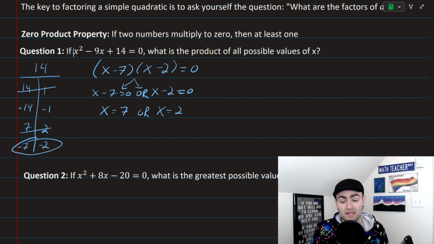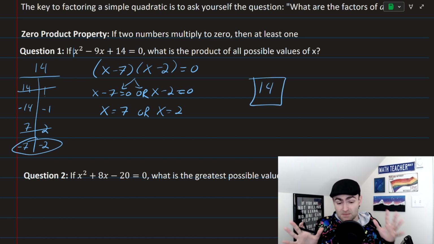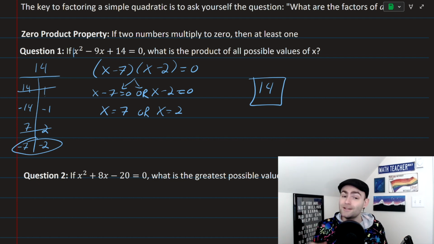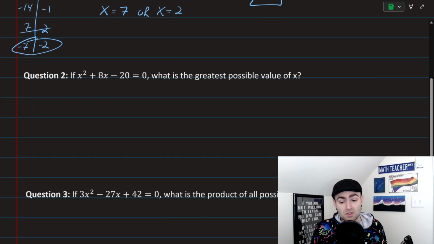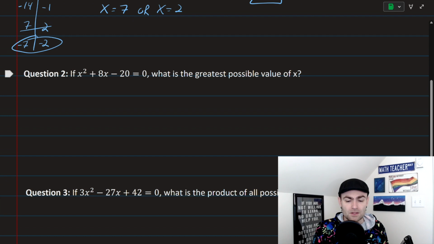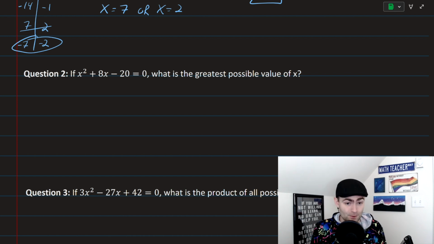What's the product of all possible values of x? 7 times 2 is 14. So not bad, especially if the a value is 1. You don't have to do a whole lot of extra work after you find your magic pair of numbers. Let's do another one. So x squared plus 8x minus 20 is equal to 0. What's the greatest possible value of x? So when we find our two answers, we're going to take the larger one.